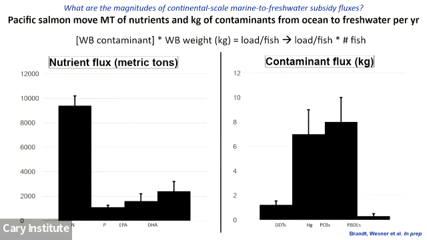Conceptually, we calculate this simply as the whole body contaminant concentration of a fish times the weight of that fish, which gives us the subsidy load per fish. And we multiply that by the number of fish, and that gives us our biomass-derived contaminant flux estimate. It's not as simple as this. There's a sophisticated ecological model sitting under all of these results.